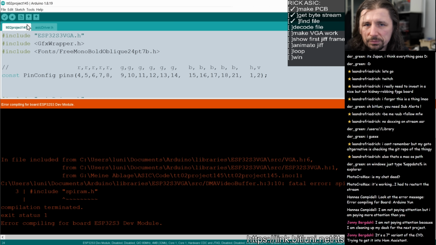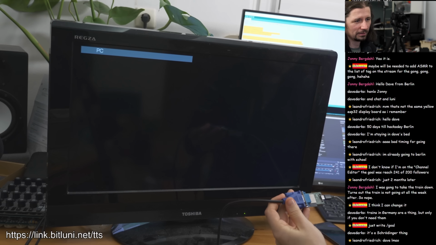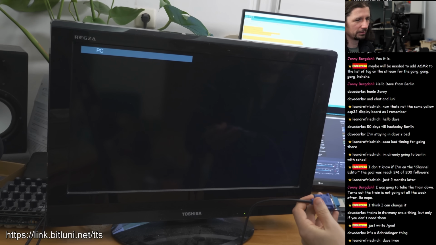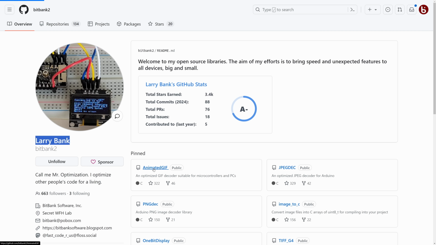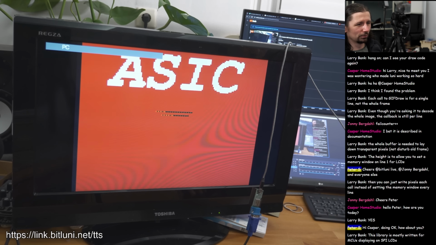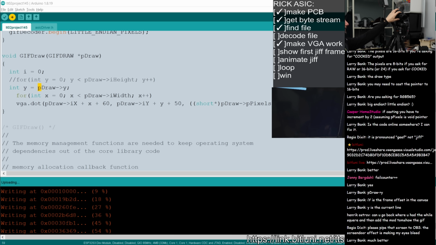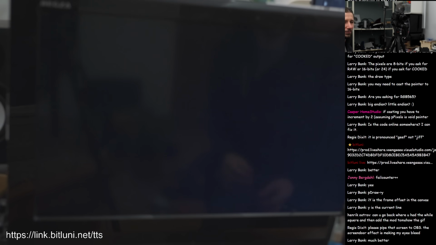Nice. So on the next stream, we just needed to decode the animated GIF. Moment of... Oh, no, nothing. Which isn't as straightforward. I used Larry's library, which is quite fast and works also on the ESP32. Moment of truth. After a little bit of struggling here again. Okay. It's uploading. You're live to see what's burnt onto the ASIC.